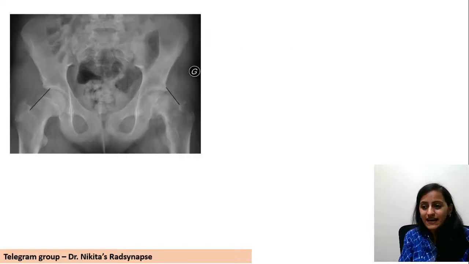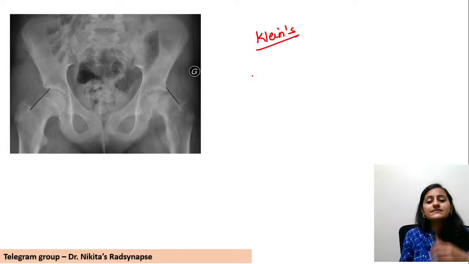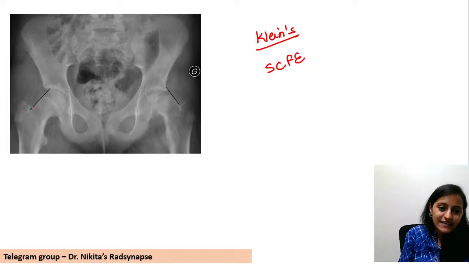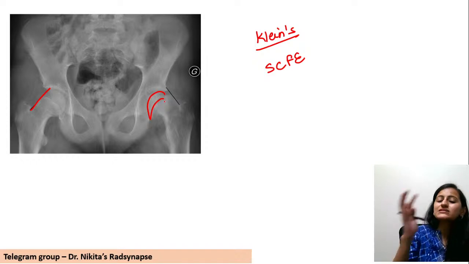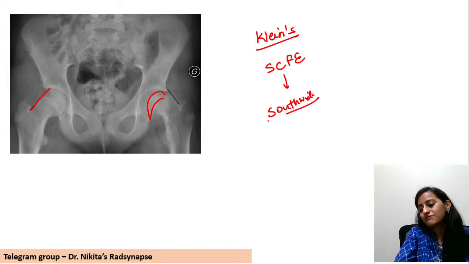All right, tell me what line are we seeing here and what is this used for? What is this line called? So this is basically called the Klein's line. Okay, this is your Klein's line, which is used for SCFE, the slipped capital femoral epiphysis. The line should cross the proximal femur. If you see the head is medial to it, that's your slipped capital femoral epiphysis. What angle did we say for this? The Southwick angle, right?